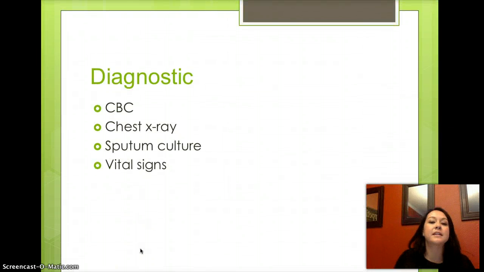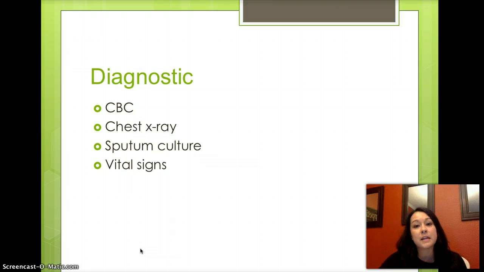So what are our diagnostic measures going to be? We're going to check that CBC so we can see what their white count is doing. That'll tell us how bad their infection is. Also, we'll do a chest x-ray so we can see the pneumonia. We may do a sputum culture so we know exactly what type of bacteria we're dealing with. And we're also going to look at the vital signs and see if they've got a fever. Is their O2 sat low? Are they tachycardic? Also, we want to listen to their lungs. What do they sound like? Are they diminished? Do we hear crackles? Stuff like that.